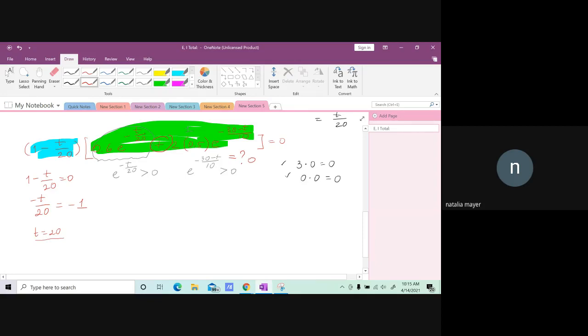So it means that the entire green thing is positive, not 0. We only have one 0, and that's t equals exactly 20. So it means that the green one will never be equal to 0. It means that this product is 0. Why? Because the first one is 0.